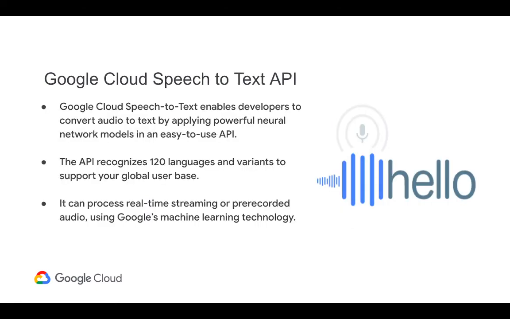Google Speech to Text enables developers to convert audio to text by applying powerful neural network models in an easy to use API. The API recognizes 120 languages and variants to support a global user base. It can process real-time streaming and pre-recorded audio using Google's machine learning technology.